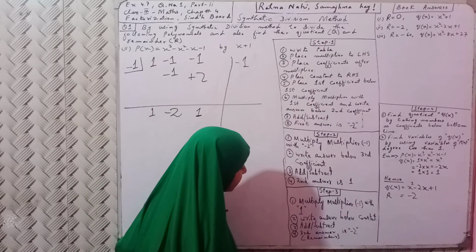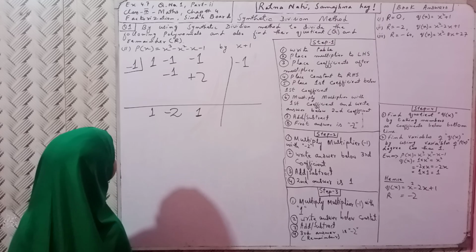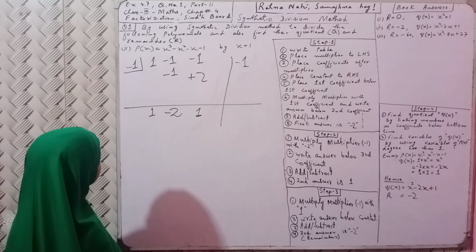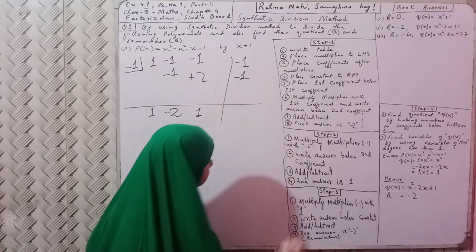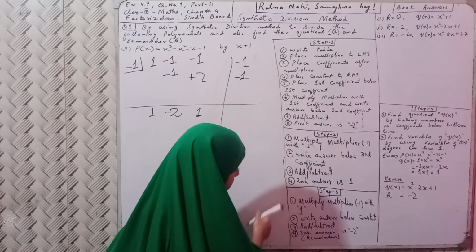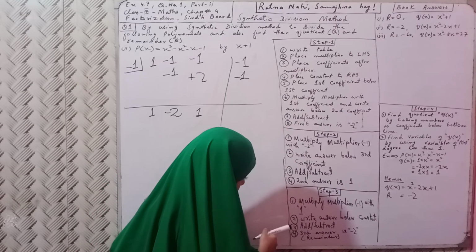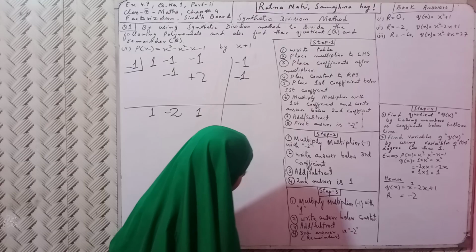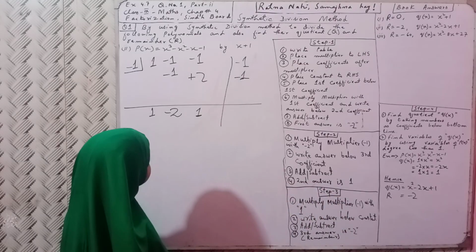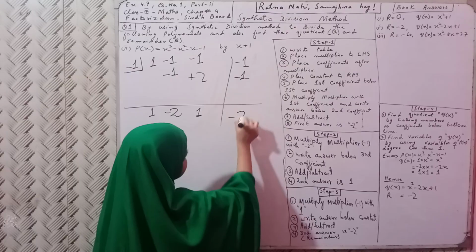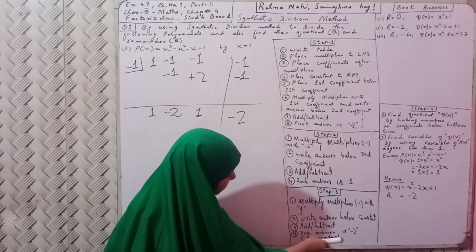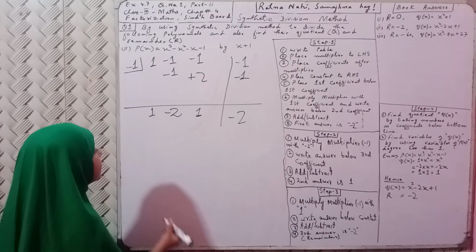Multiply minus 1 with 1, minus plus, minus 1. So, write the answer below the constant. Then now add, subtract, minus 2. The third answer is minus 2, the remainder, correct.